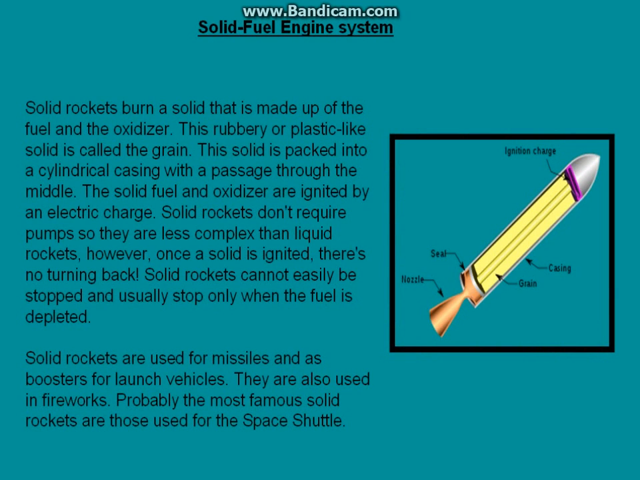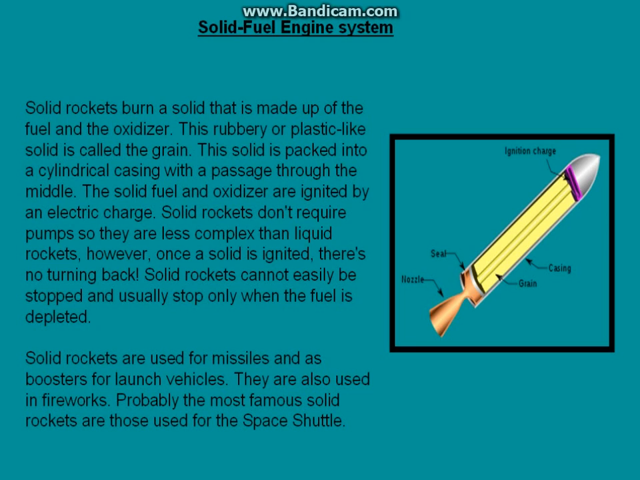Solid fuel engine system. Solid rockets burn a solid that is made up of the fuel and oxidizer. This rubbery or plastic-like solid is called the grain. The solid is packed into a cylindrical casing with a passage through the middle. The solid fuel and the oxidizer are united by an electrical charge.